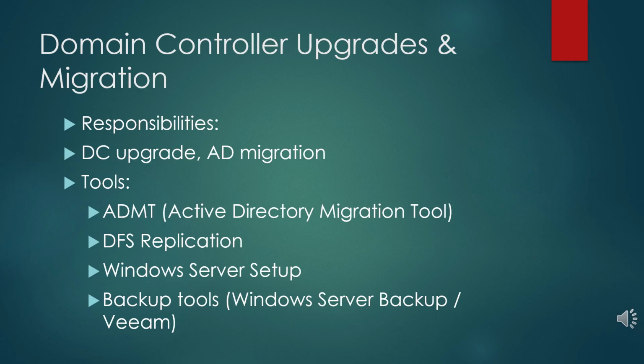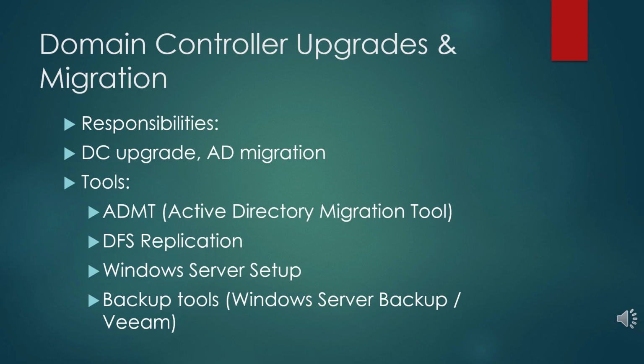Now let's talk about the actual upgrade process. We install a new server with the latest Windows Server version. Then we promote it as a domain controller using Windows Server Setup and Active Directory Domain Services installation. Once the new domain controller is added, it starts replicating data from existing controllers. After that, we transfer FSMO roles from the old server to the new one. These roles are very important because they control key operations in Active Directory. Once everything is verified and stable, we can safely decommission the old domain controller.